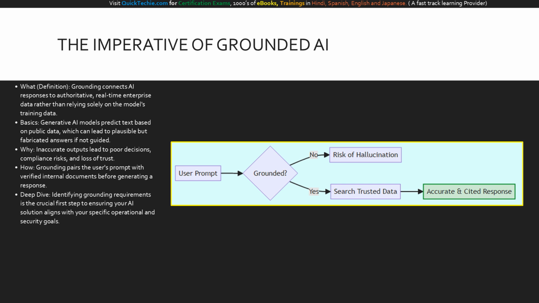On the top path, an ungrounded user prompt goes straight to the language model, risking a generic or fabricated response. But follow the bottom path. When a prompt is grounded, the system actively searches your enterprise data first. It retrieves verified facts, combines them with the prompt, and generates a highly accurate, cited response. Identifying the business requirements to enable that bottom path is what we will master today.